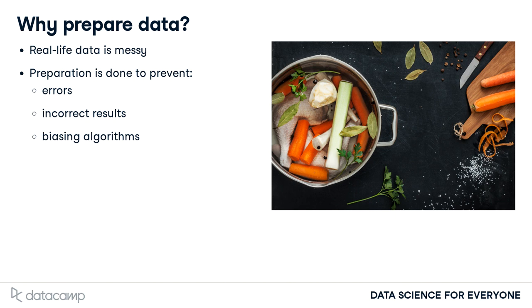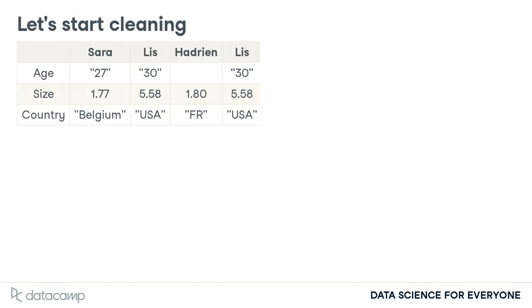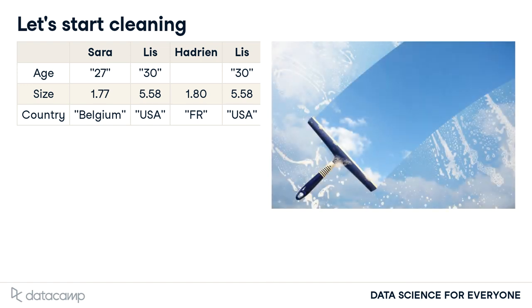You wouldn't use vegetables without cleaning, peeling, and dicing them, as your soup would taste weird, and no one would eat it. Well, if you don't clean, peel, and dice your data, your results will look weird, and no one will use them. Let's take a simple but dirty dataset and clean it together.